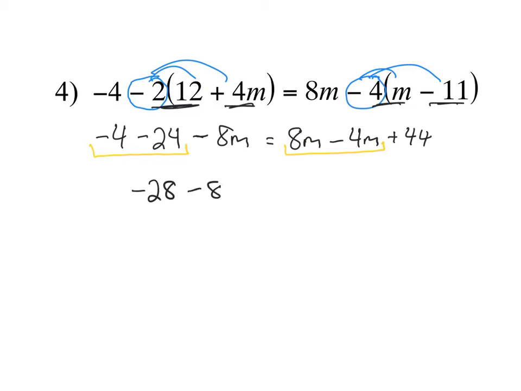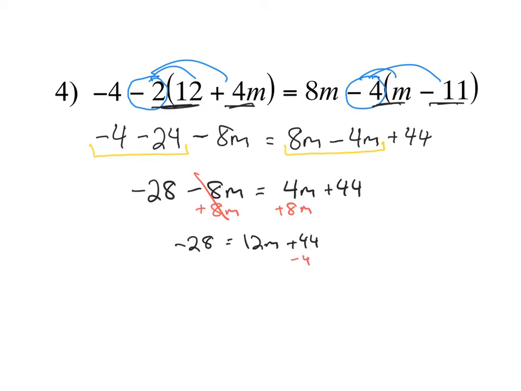-28 minus 8m equals 4m plus 44. All right, that looks good. Again, let's go ahead and add 8m to this side, add 8m to this side. All right, so that's going to give me negative 28 is equal to 12m plus 44. All right, subtract 44 from both sides.